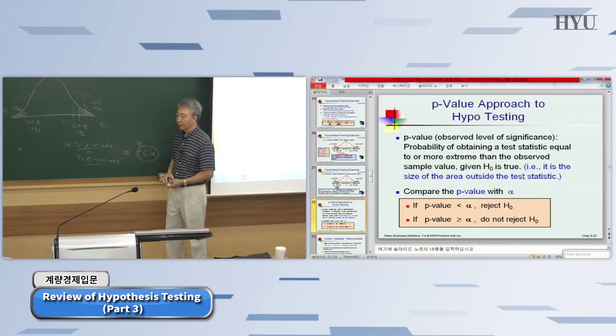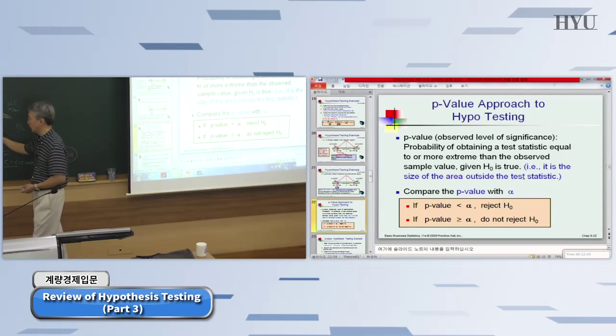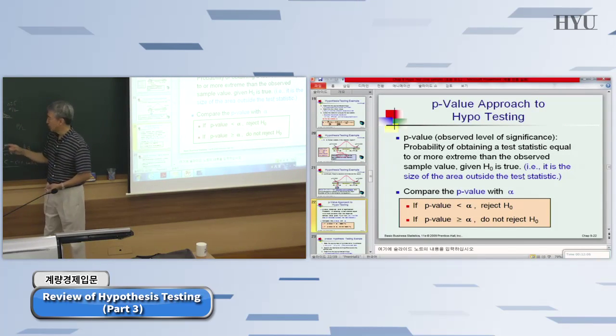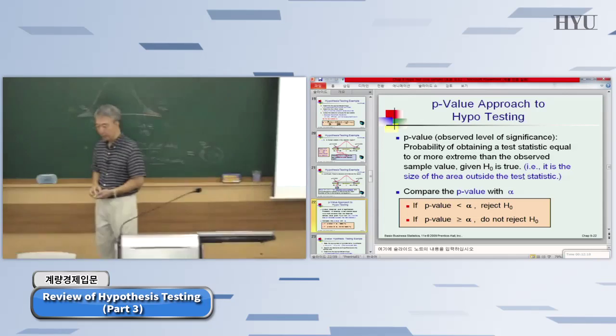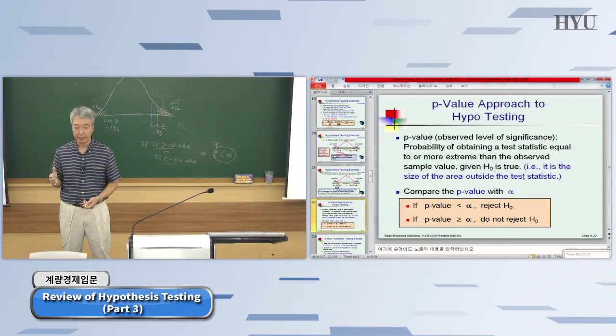How is it more convenient? Well, these days we use a computer. We just provide the data to the computer, and the computer calculates the test statistic. When it calculates the test statistic, it also calculates the p-value, the area outside the test statistic. So in practical research, whenever you run the regression and get the output, the first thing you look at is the p-value, just to see whether the p-value is less than alpha or not, right?